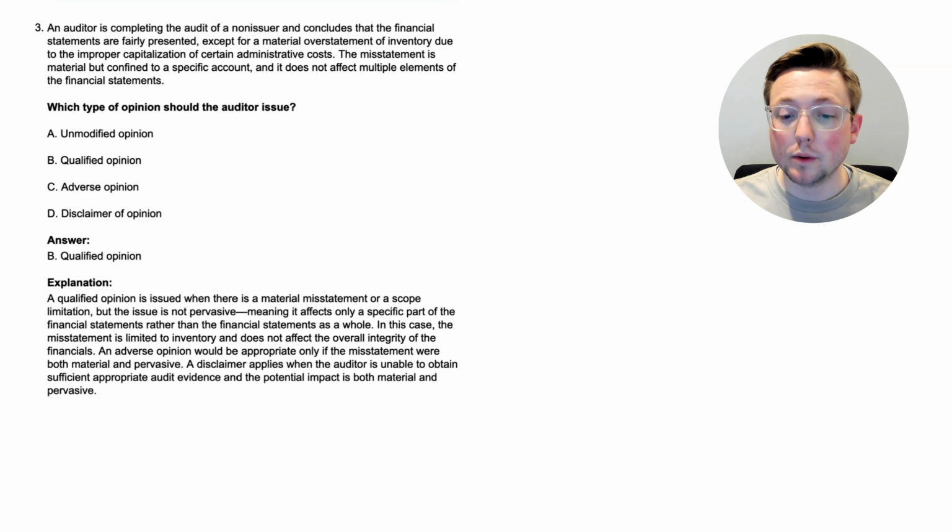An adverse opinion would be appropriate only if the misstatement were both material and pervasive, so we learned a little bit about adverse right there as well. A disclaimer applies when the auditor is unable to obtain sufficient appropriate audit evidence and the potential impact is both material and pervasive. So we learned a little bit about adverse and disclaimer of opinion, but mainly the thing we learned is that a qualified opinion is where there is something wrong, but it's not pervasive.